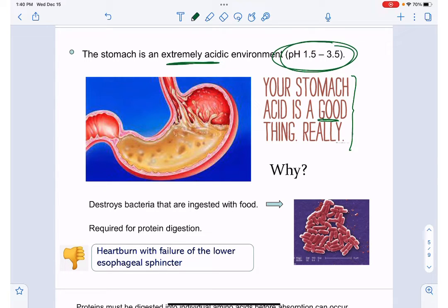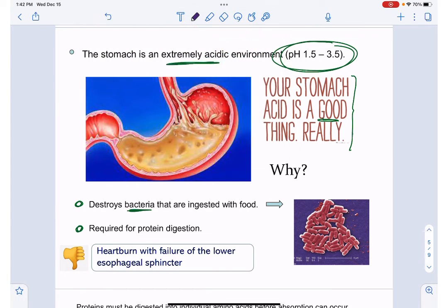Well, I can think of a couple reasons. One of them is that it's going to destroy many of the bacteria that are ingested with food. When you eat food or put anything in your mouth, there's potentially bacteria on it. And so when that gets to the stomach, that acidic environment is going to kill many of those bacteria. The acidic environment of the stomach is also required for protein digestion. Protein digestion begins in the stomach, and an acidic environment is necessary for that to occur. And I'll talk about that on the next couple slides.